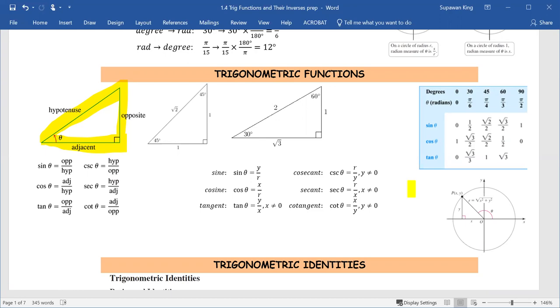The special triangles. The 45, 45, 90 triangle, where the two smaller sides are equal and the hypotenuse is square root 2. Another special triangle, 30, 60, 90 degrees. The side adjacent to 30 degrees is square root 3, which is the opposite side of 60 degrees. The side opposite to 30 degrees is 1, which is the adjacent side to 60 degrees. The hypotenuse is 2.